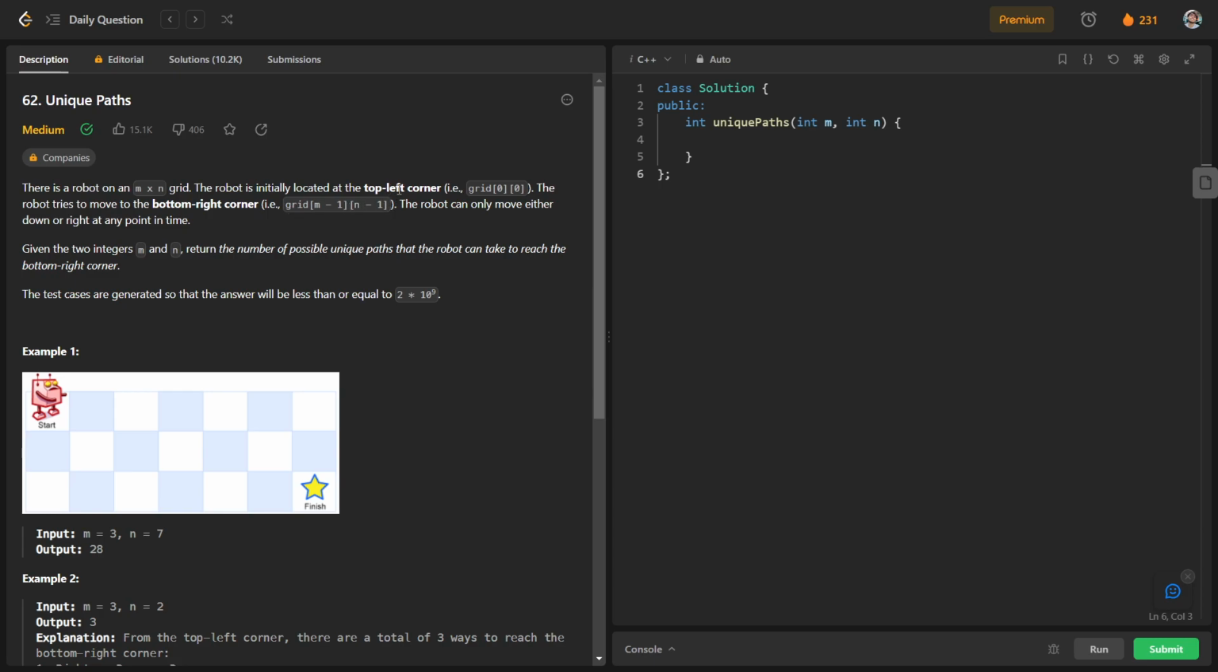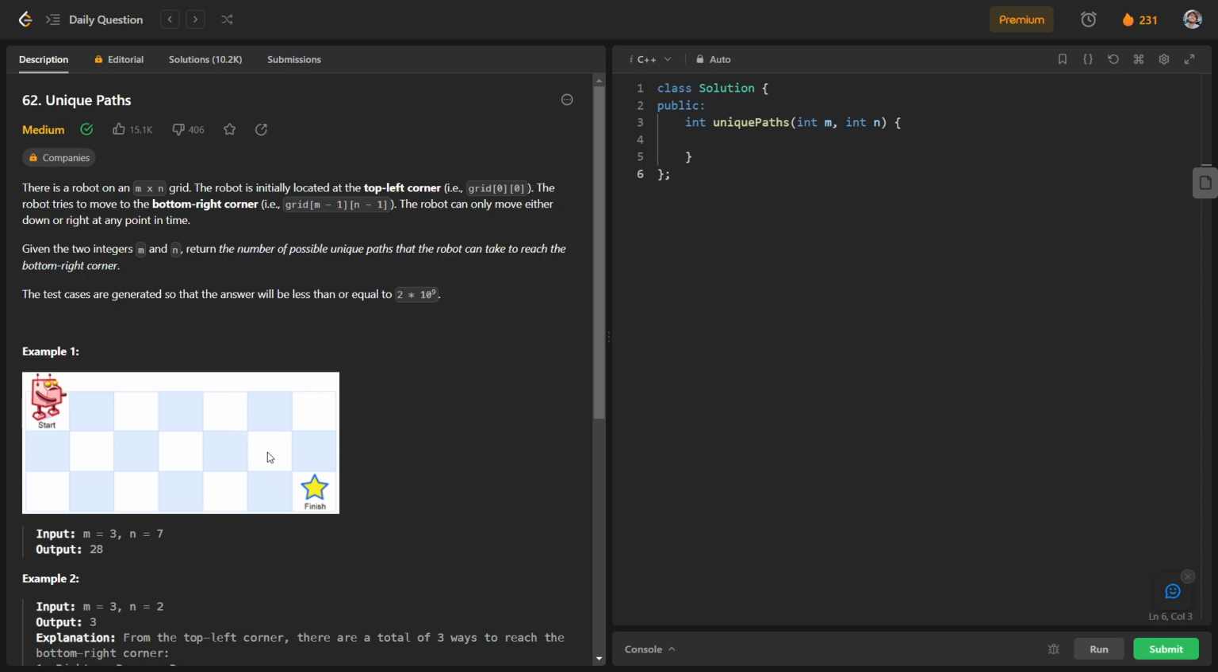Okay, and the robot can move only either down or right. So basically here you can see that the robot is at 0, 0, and the robot wants to reach this point, that is m minus 1 comma n minus 1, and it can move either downward or right at any point of time. Okay, so what we have to do, they have given us two integers m and n, and we have to find the number of possible unique paths that the robot can take to reach the bottom right corner. So basically we have to find the total number of possible unique paths to reach this finish point.